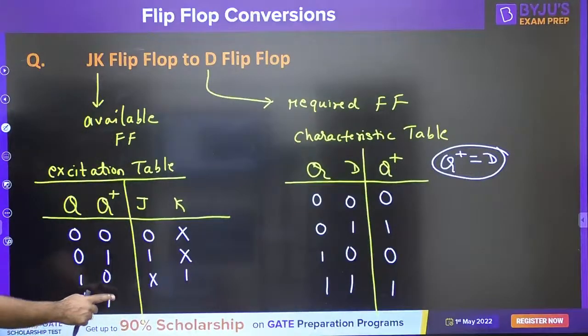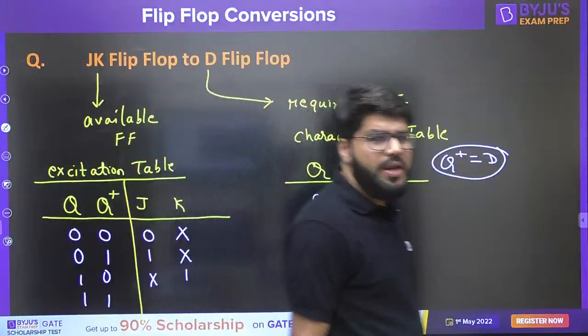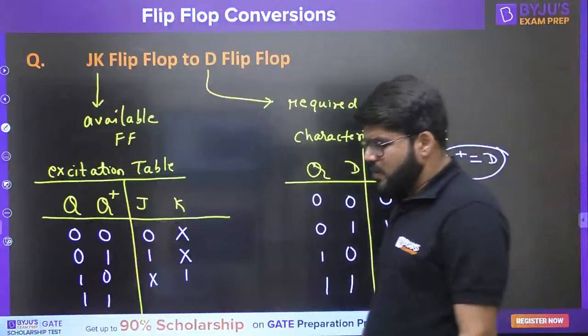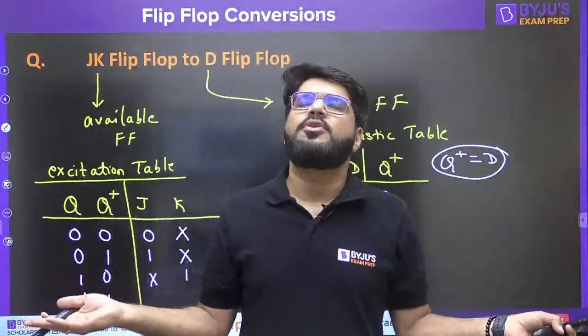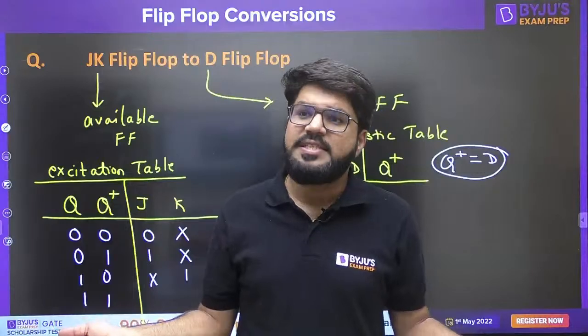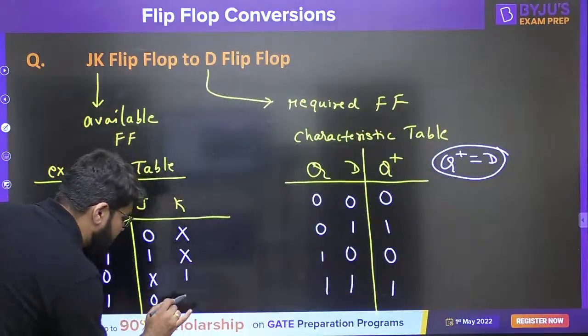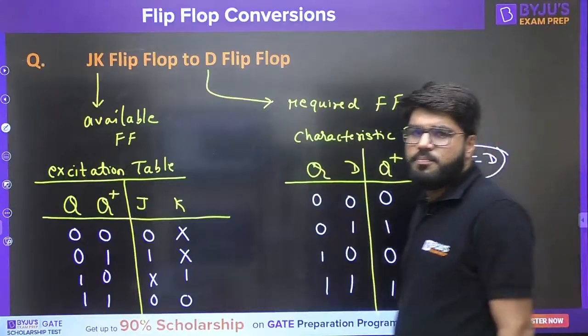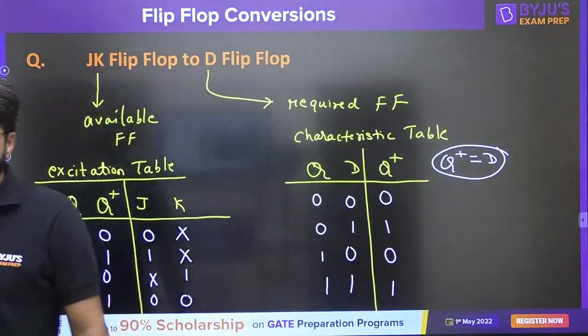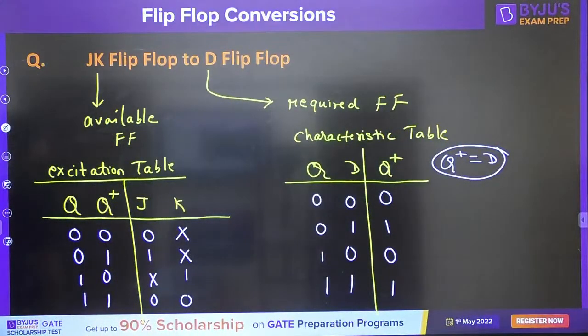Now guys, last case, 1 1. Q and Q plus 1 1 means the current state is 1, next state is also 1. One direct possibility is no change of state. Same state. The same state is guaranteed for the 0 0 input. Number one possibility.